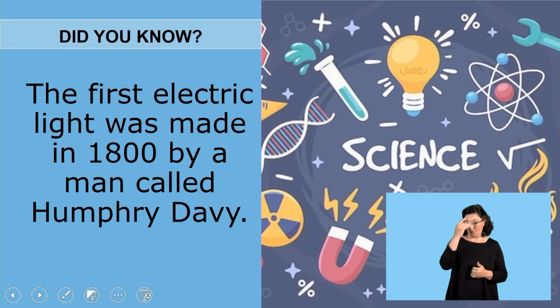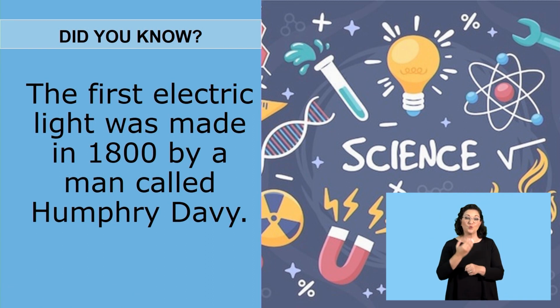But before we start, did you know that the first electric light was made in the 1800s by a man called Humphrey Davy? So in this lesson, we're going to be looking at electric current and its heating effect, and what it does when it is having that heating effect in our surroundings.